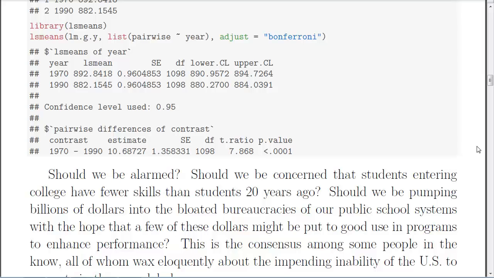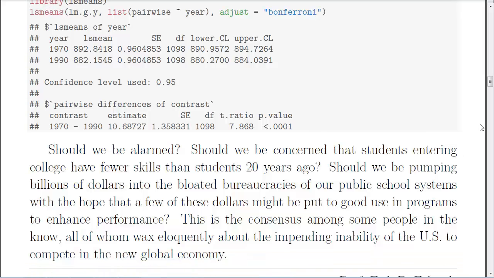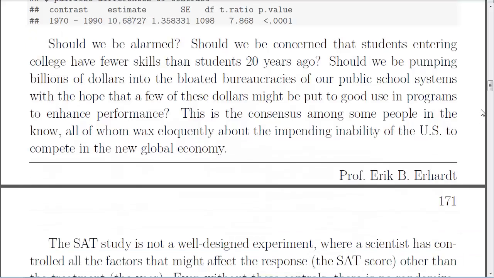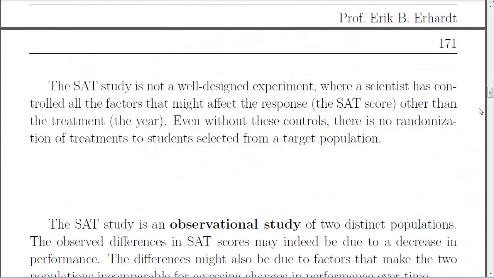So, should we be alarmed that students are doing worse than they were doing 20 years ago? Actually, without going any further, I might not necessarily be concerned, because even as students improve, the SAT probably keeps up with students improving too. So you'd expect students to basically perform as well from year to year if the test is keeping up with the skills of the students. And I've got some other comments here, but I'll skip those. You're welcome to read them.